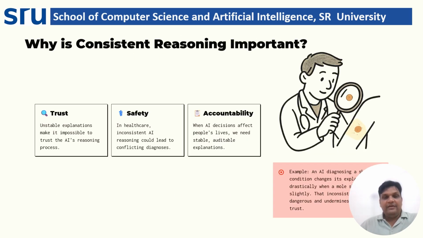Why is consistent reasoning important? Trust: unstable explanations make it impossible to trust the AI's reasoning process. Safety: in healthcare, inconsistent AI reasoning could lead to conflicting diagnoses. Accountability: when AI decisions affect people's lives, we need stable, auditable explanations.